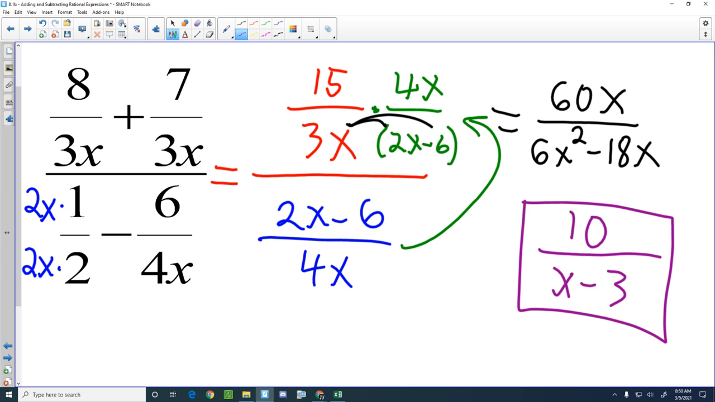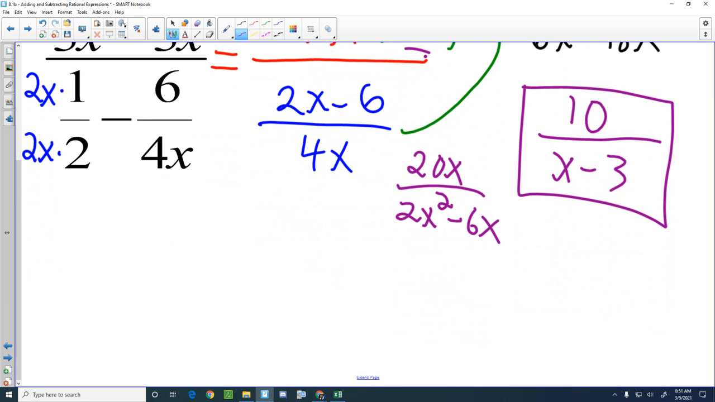And then Connor, you had said that you changed this to just a 5. And so when you multiply, you'd have 5 times 4x, which would give you 20x, right? Over, then here you would just distribute the x. So you'd have 2x squared minus 6x. Did you get that? And then simplifying those, well, 20, 2, and 6 are all divisible by 2. So 20 divided by 2 is 10. 2 divided by 2 is 1. And then 6 divided by 2 is 3. And then they all had one x available. So you take one x out of each of those terms, basically. And you should still get the 10 over x minus 3.